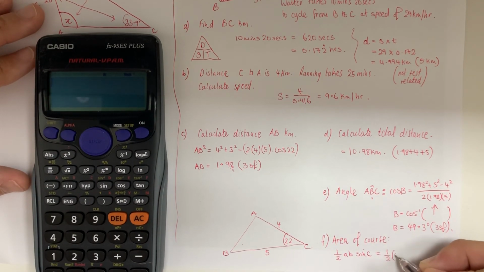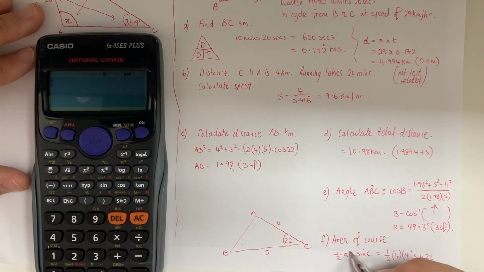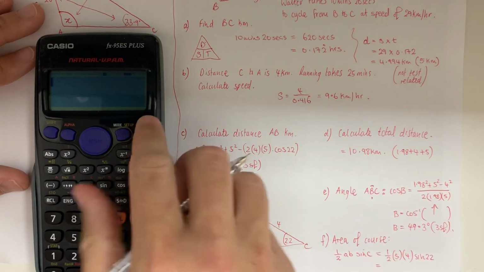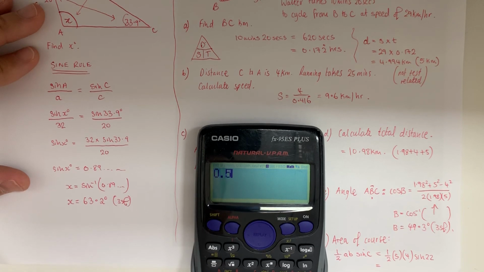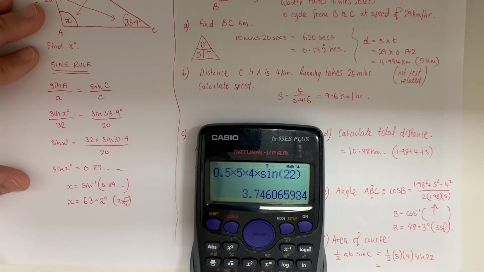So it's a half times 5 times 4 sine 22. These letters just represent the standard form. If I was to write it properly, yeah, it all matches. So A is 5, B is 4, and sine C, so it works. Last part, before I'm finished, is a half times 5 times 4 times sine 22. And that gives me the last part to 3 significant figures, which is kilometers squared to 3 significant figures.